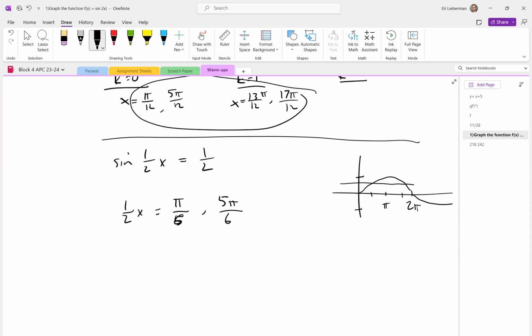Yeah, I'm just going to go ahead and put the whole 1/2 x. Just multiply everything by 2. Pi over 6 times 2 is pi over 3, and the other one times 2 is 5 pi over 3. That's all we're looking for. That's all we're going to get from 0 to 2 pi. Any questions?